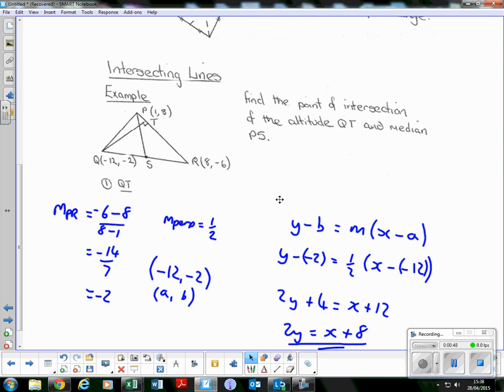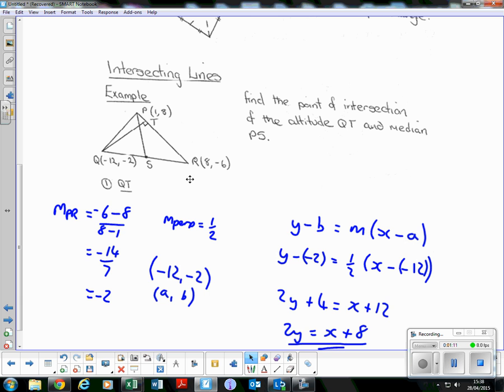Right. Example, this is an exam type question, probably worth 9 or 10 marks. Find the point of intersection of the altitude QT and median PS. Right, to do that, first of all, we need to find the equation of altitude QT. So how are we going to go about doing that?